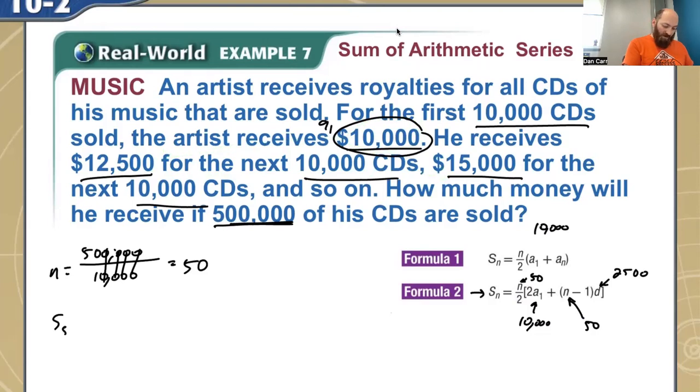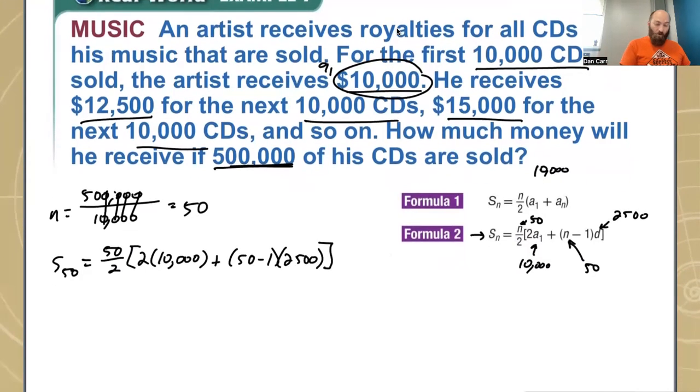So the sum of these 50 terms is equal to 50 over 2 multiplied by 2 times the 10,000 plus 50 minus 1 times 2,500. Okay, so we're just going to work through that to simplify. So that's going to be, I'll put 25 in the front. We have 49 times the 2,500, and then 2 times the 10,000 gives me 20,000 here, plus the 49 times 2,500 gives me 122,500.